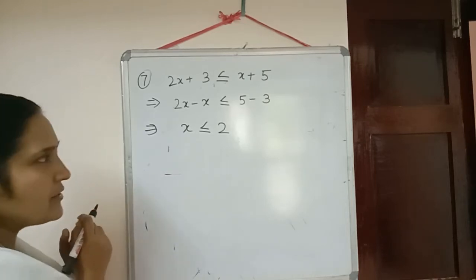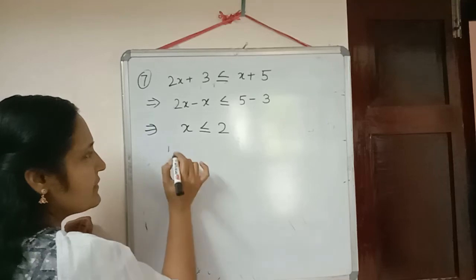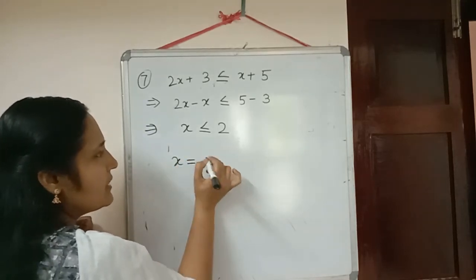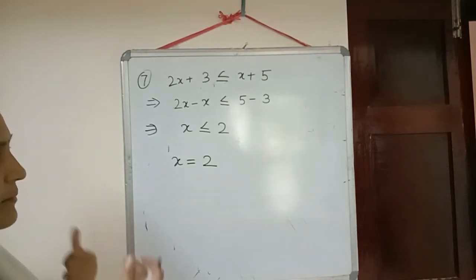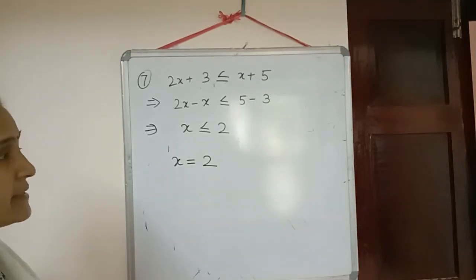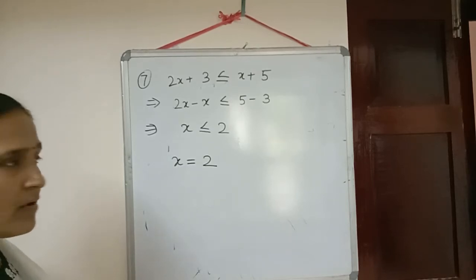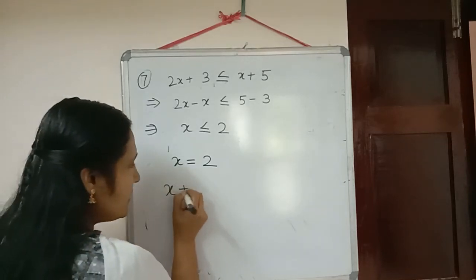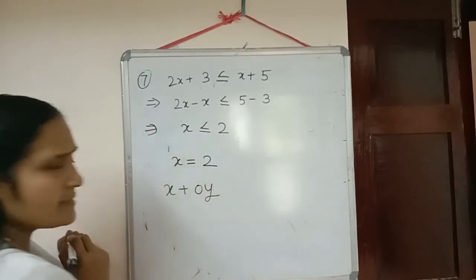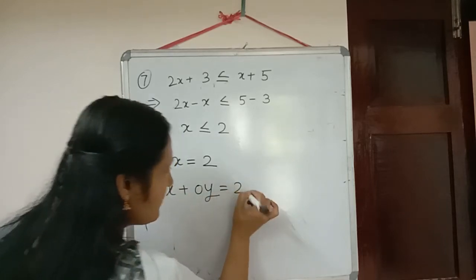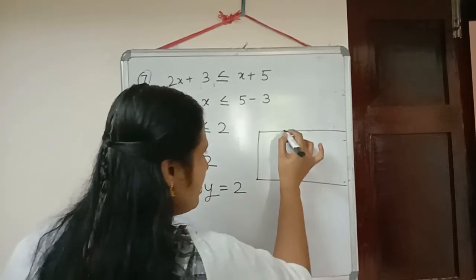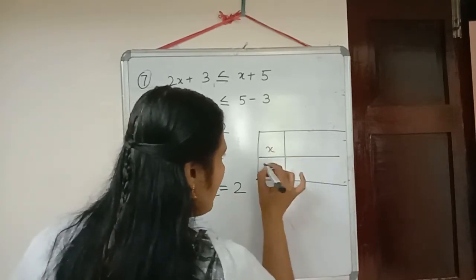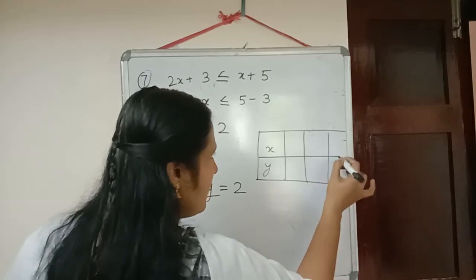x less than or equal to 2. According to the concept, first we have to convert it into equality, so we get x equal to 2. But here we don't have any term in which y is there, so how will we draw the graph? Either you can draw it directly or you can write it this way. If we don't have any term of y, it can be written as x plus 0y is equal to 2. Now we will substitute the value for y only, not for x.